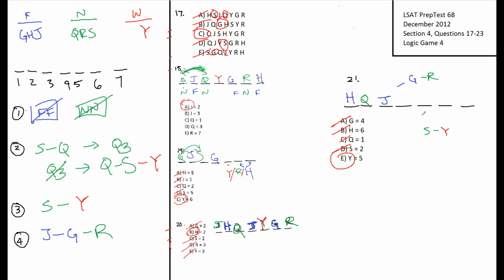And if you want to convince yourself of answer choice E, 1, 2, 3, 4, 5. Y is here, which means you can put the S right here. This rule is satisfied. Q is not 3, but Q is before S. And then you put G, and then you put R. And so you've proven to yourself that this works, right? This is the thing that makes answer choice E work.